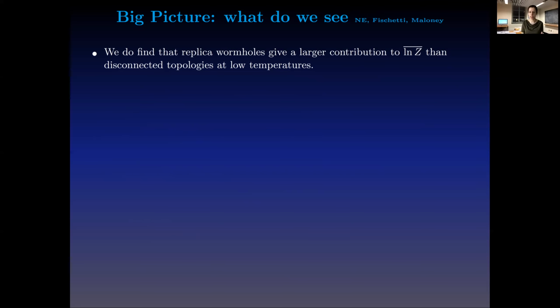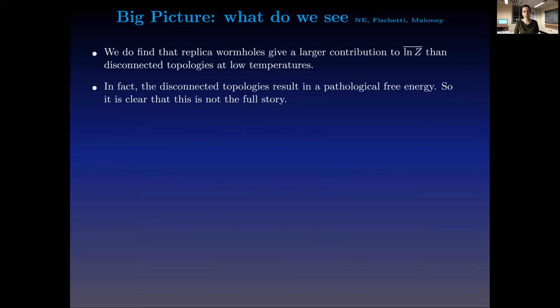What is it that we see? What did we find? So the long and the short of it is replica wormholes give a larger contribution to log Z than disconnected topologies at low temperatures. So this is the basic tagline here. In fact, if you didn't know about replica wormholes and you just said, I'm just going to compute the annealed free energy, just using disconnected topologies, you actually end up getting an unphysical free energy. And I'll say in what way it is unphysical.